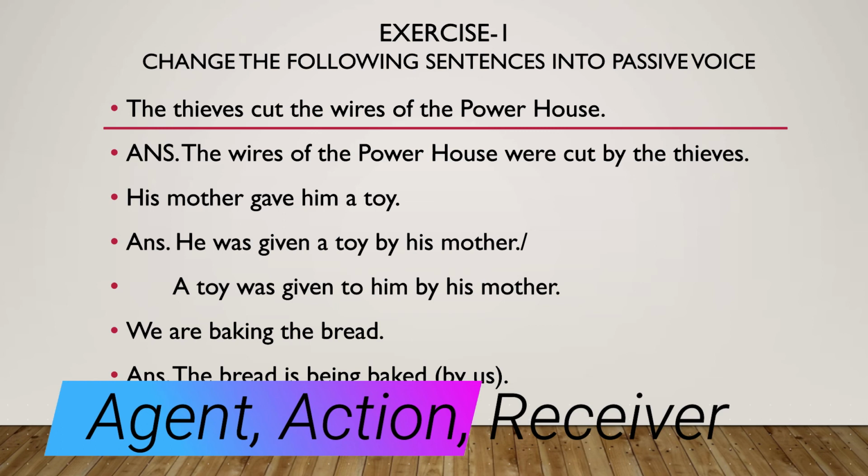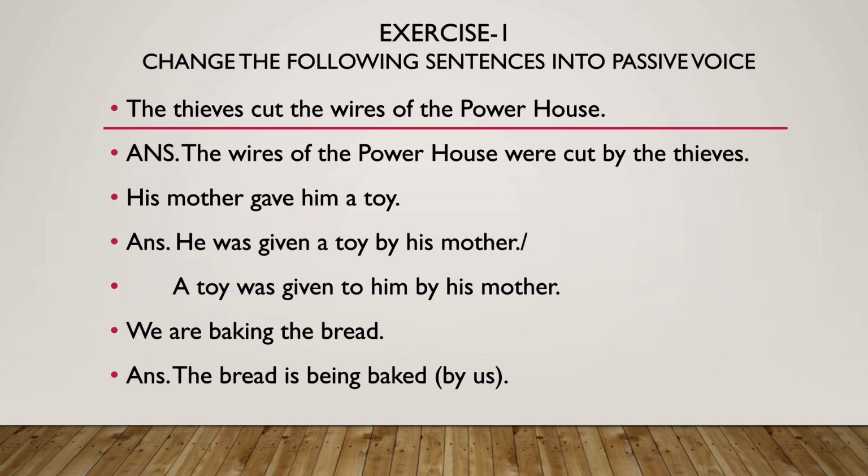The thieves is the agent. It's the subject, it's the doer as they are performing the action of cutting. What's the action? Cut. The wires of the powerhouse is the object, the receiver of the action. So, the first rule is, when we change the sentences into passive voice, we need to identify the object of the active voice. And that's placed as the subject in the passive voice.